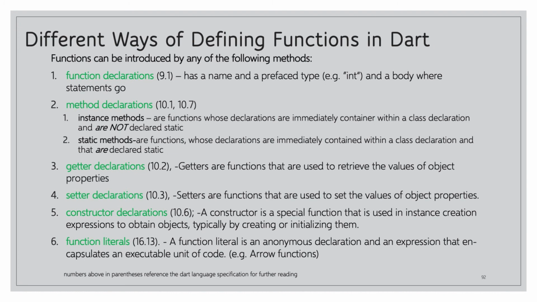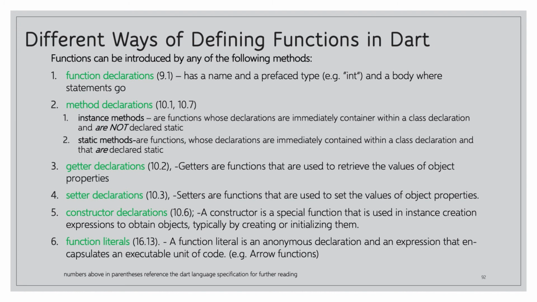There are at least 6 ways to create a function in Dart. We can do it through declaration, a function declaration that has a name and a preface type like int, and a body where statements go. Then we have method declarations. This really gets into object-oriented programming, so let's save that for when we get to classes. But just know, I've said it before, a function is a function unless it's in a class, then it's called a method. And we have instance methods and static methods. And we'll get to those.